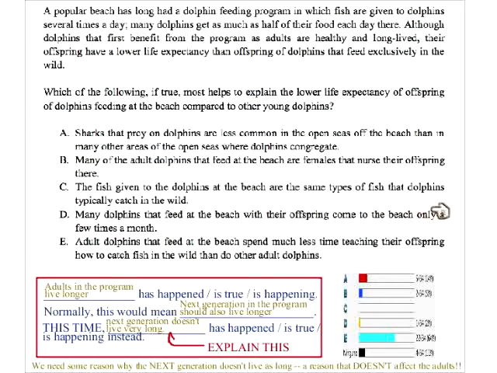Many dolphins that feed at the beach come only to the beach a few times a month. Again, no difference between generations here. I mean, you've got both generations doing the same thing. And then this one: adult dolphins spend less time teaching their offspring how to catch fish than other dolphins do. So this is it, because this is not a problem for the adults. They know how to do it. But this means that the offspring are going to be worse at catching food. That's a problem that doesn't affect the adult generation. So, all in all, that means that the younger dolphins have the lower life expectancy because they won't get as much food.